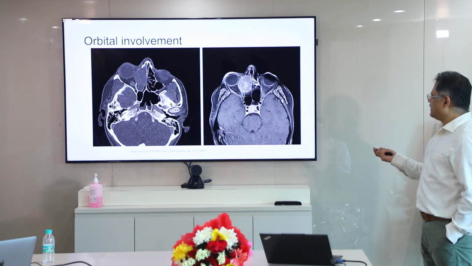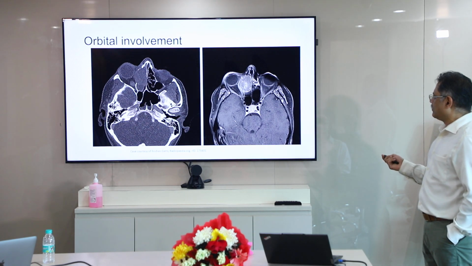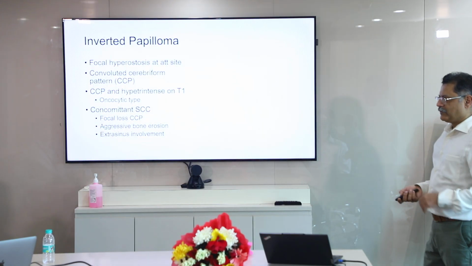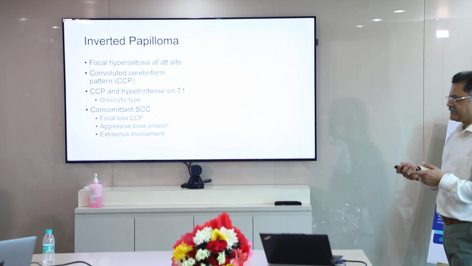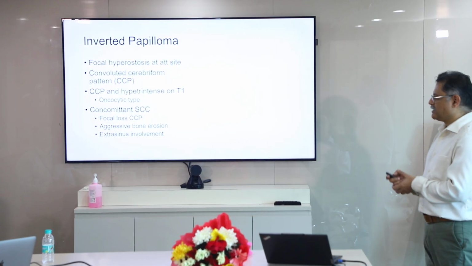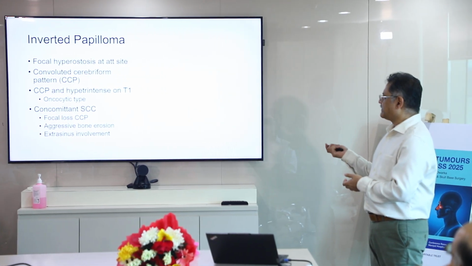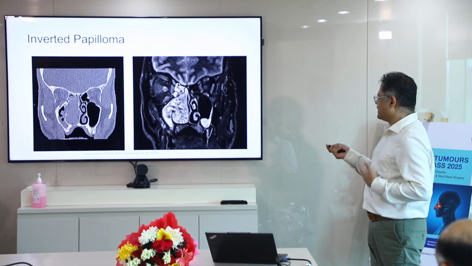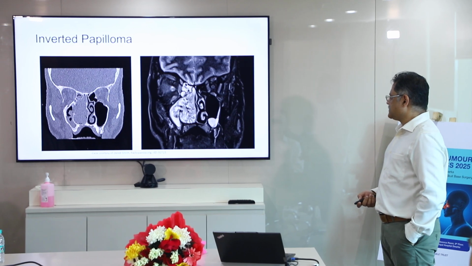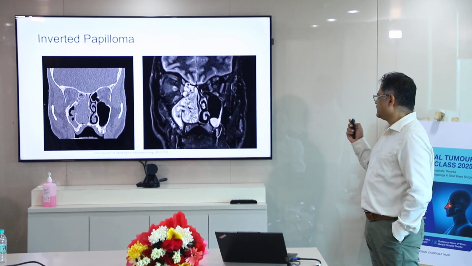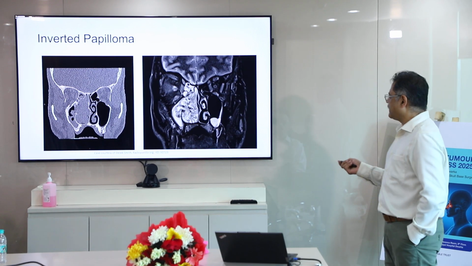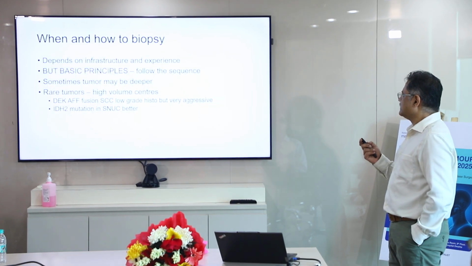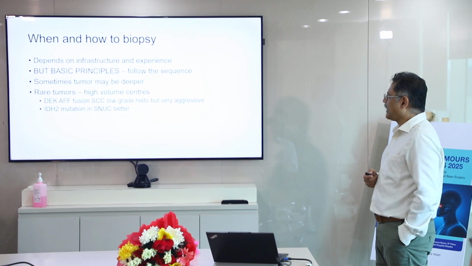So similarly for the orbital involvement, inverted papilloma, I think somebody is talking about inverted papilloma specifically. Characteristic things are the hyperostosis as well as the CCP, that's a convoluted cerebriform pattern, as you can see very well in this slide.